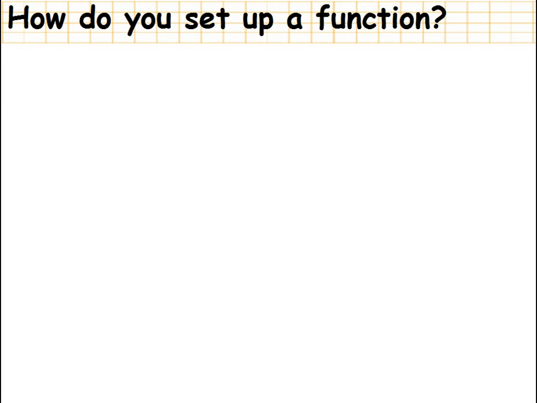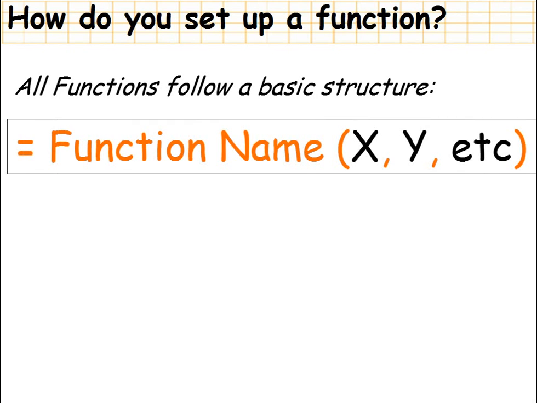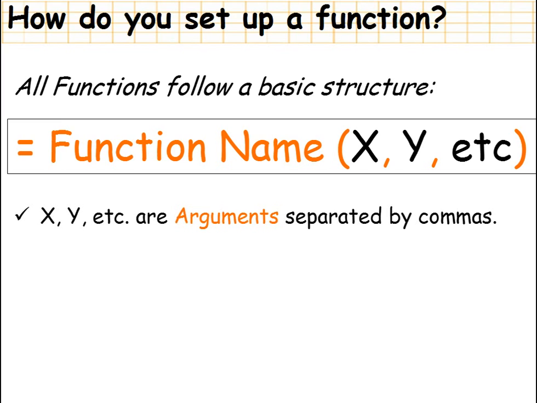Now, all functions take on a similar basic structure. That is, you always begin with an equal sign, followed by the function name, followed by an open parenthesis which encloses arguments, and it ends with the closed parenthesis. Now, the x and y are called arguments, always separated by commas.